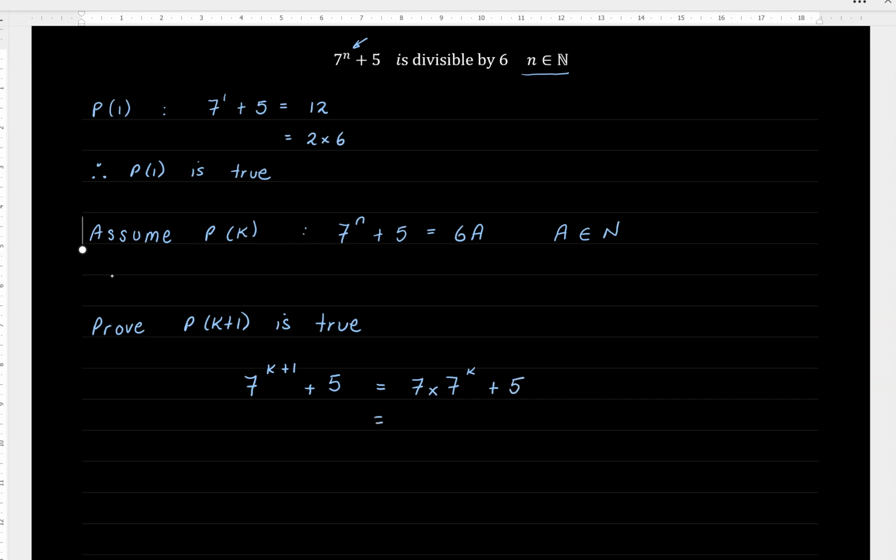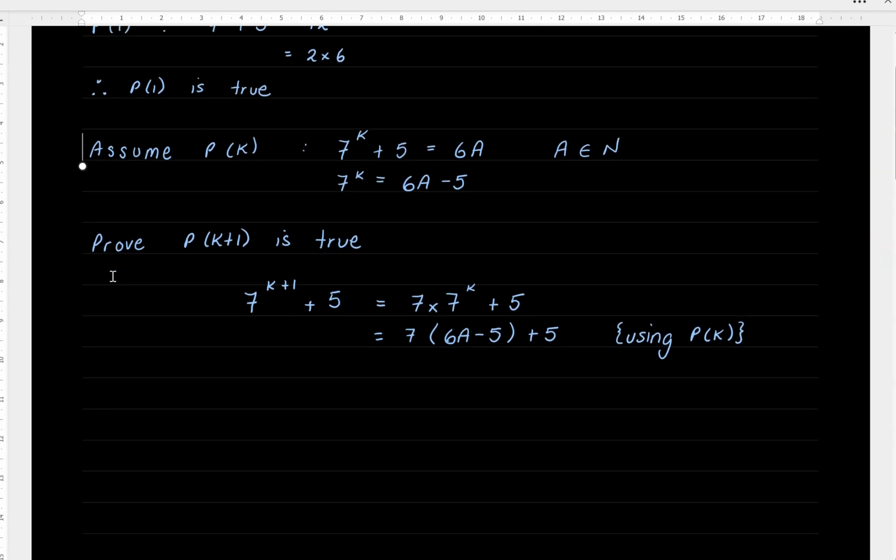So now we can confidently substitute, oops, I forgot to put that as a k. We can now substitute our Pk because we say here that 7 to the k equals 6a take 5. Okay, so this becomes 7 times 6a take 5, and we've still got our plus 5. And we know that we're on the right track because we are using Pk. If you don't use Pk to help you prove Pk plus 1, we're in strife.